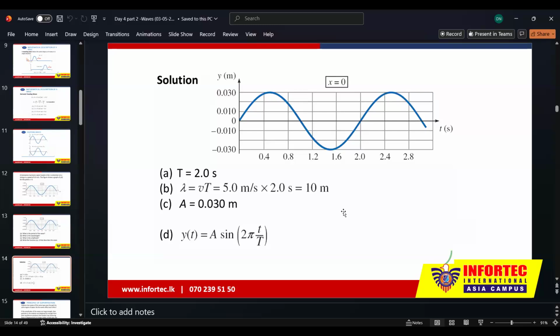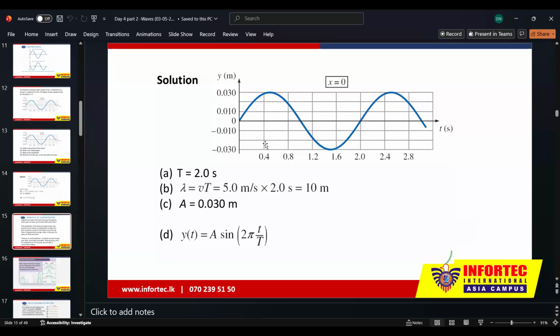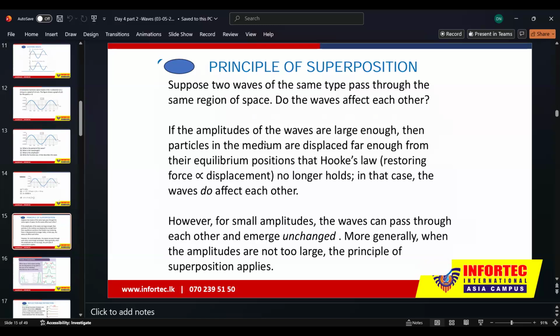Then amplitude. Amplitude is the maximum height on the y-axis. The maximum height is 0.003. Then you can write the answers to what is asked in the graphical representation.